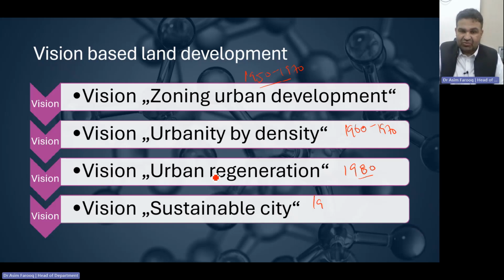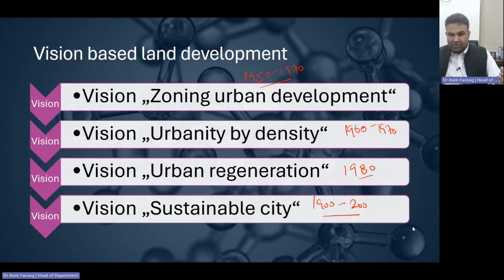Between 1990 to 2000, there was a new vision, which is called the sustainable city vision. That specific vision was focusing on sustainability, economy, ecology, as well as how more ecological awareness should be spread among people, and most of the high-rise buildings were also demolished. Industries were relocated and sent to the outskirts. Deconstruction of roads also started. Different kinds of parks and the mixed land use concept were introduced between 1990 and 2000.